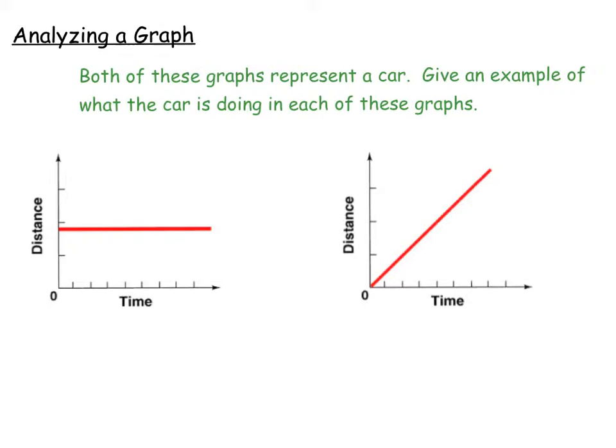And so to begin, we have to analyze a graph. Both of the graphs represent a car, and we need to give an example about what they're doing. When we're analyzing graphs, we need to look at not only our x, but also our y-axis. So think about that we're taking time over distance. As time passes, our distance is staying constant. So the distance isn't changing as time goes. So this must be a parked car.